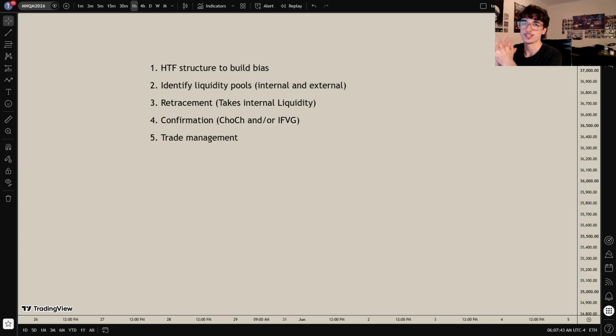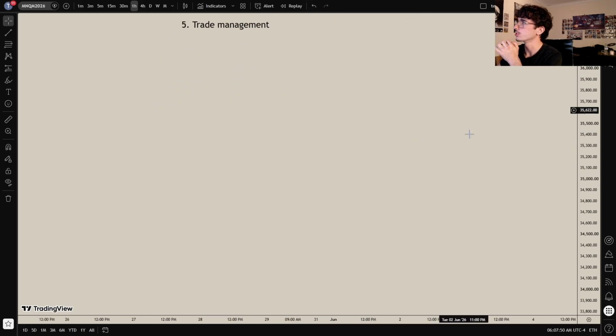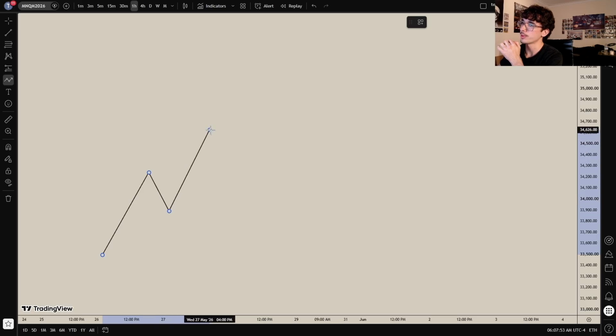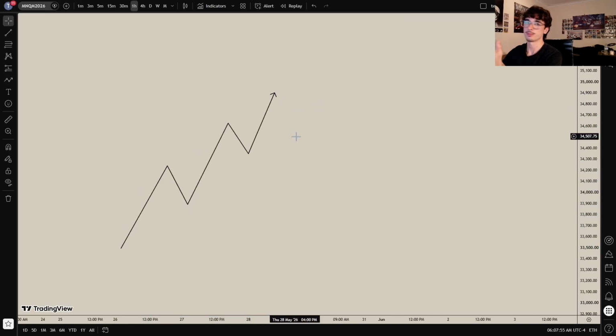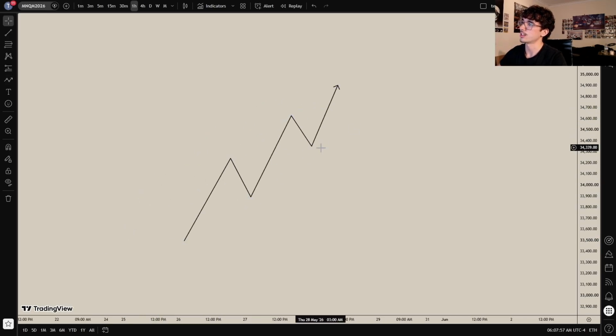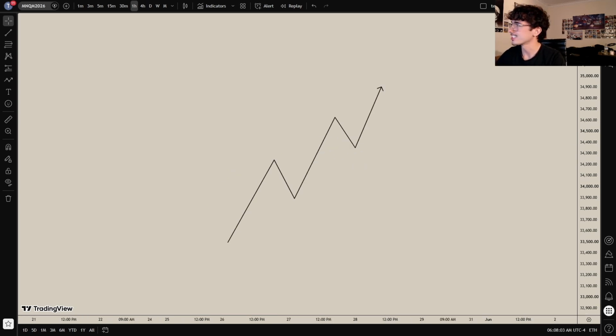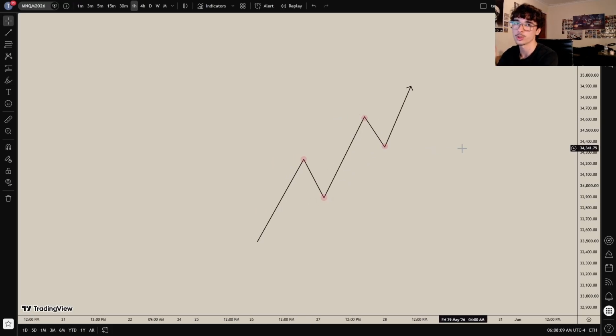Now I want to explain exactly what liquidity pools are and the difference between internal and external liquidity pools. So as we knew before, when we have this basic market structure with higher highs, higher lows being a bullish market structure, the place that liquidity rests is at the swing positions, at these highs and at these lows. This is where liquidity rests.